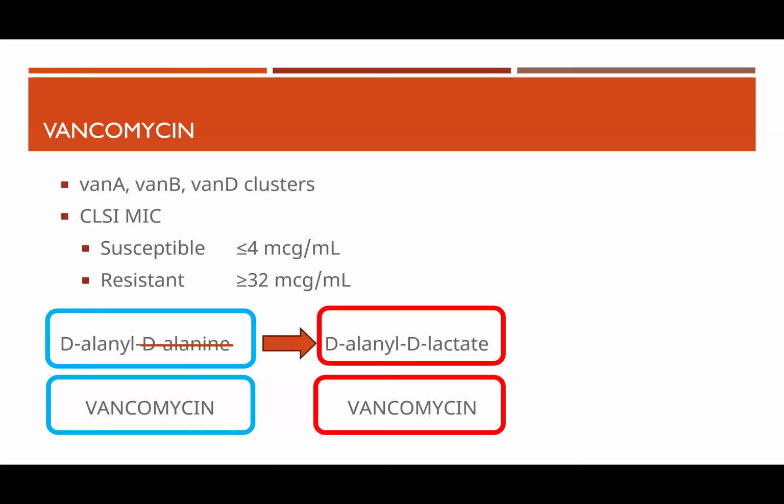So there's the change there in domain to D-alanine D-lactate, and there seems to be a lower affinity for vancomycin binding to D-alanine D-lactate. The CLSI actually describes susceptible isolates as being less than 4 micrograms per mL, with resistant isolates more than 32, and an MIC of between 8 and 16 is considered vancomycin intermediate, and it's not suggested to be used in these cases.